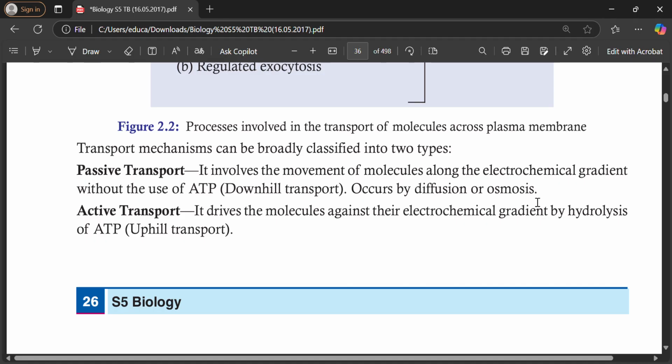Then what we call active transport drives the molecules against their electrochemical gradient by hydrolysis of ATP.